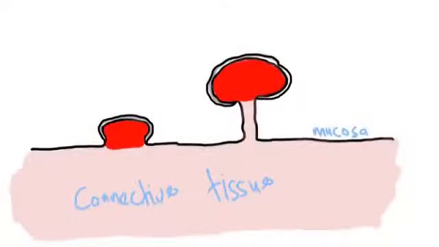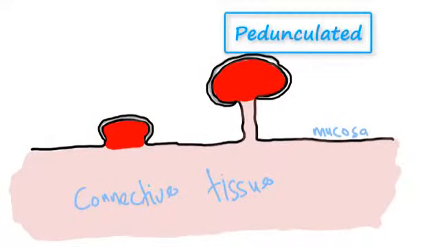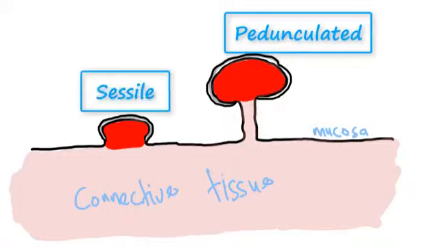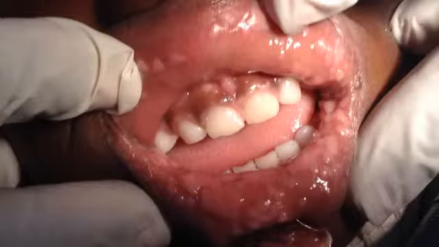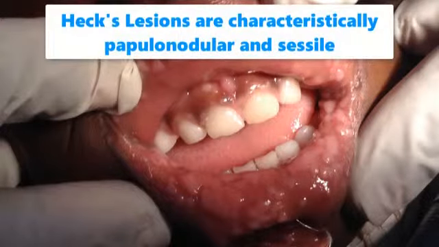Papules and nodules may either be pedunculated, that is having a stalk connecting the main lesion to the mucosal surface like so, or be sessile, in which the whole circumference of the main lesion is attached firmly to the oral mucosal surface. When we transfer and apply this little piece of information to a clinical case, we can confidently confirm that these lesions are papillonodular sessile lesions. And like I said, this is the usual presentation of most Heck cases.